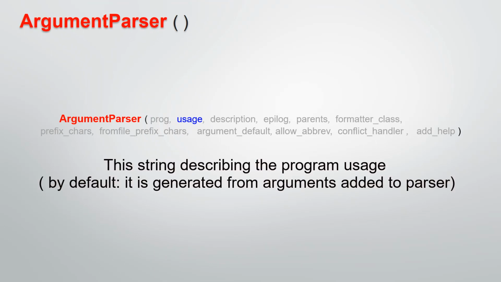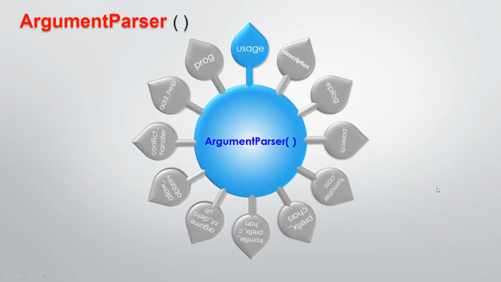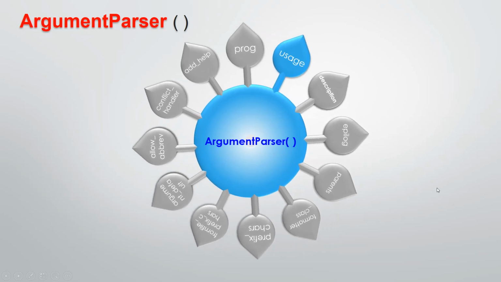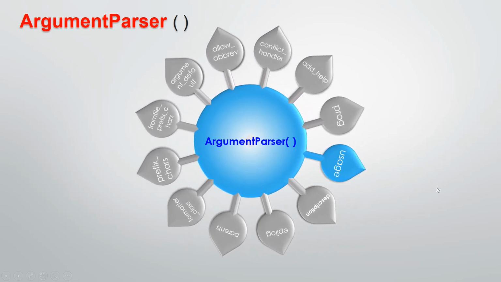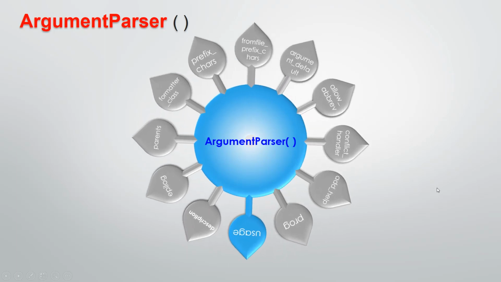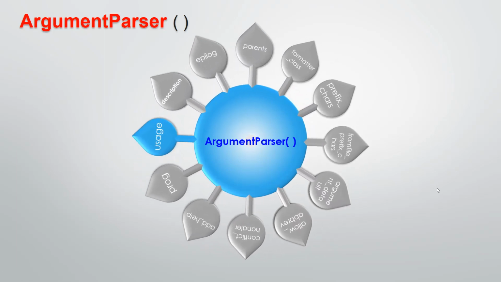Usage. This is a string describing the program usage. By default, it is generated from arguments added to the parser. By default, ArgumentParser calculates the usage message from the arguments it contains. Let's see one example on the usage keyword.